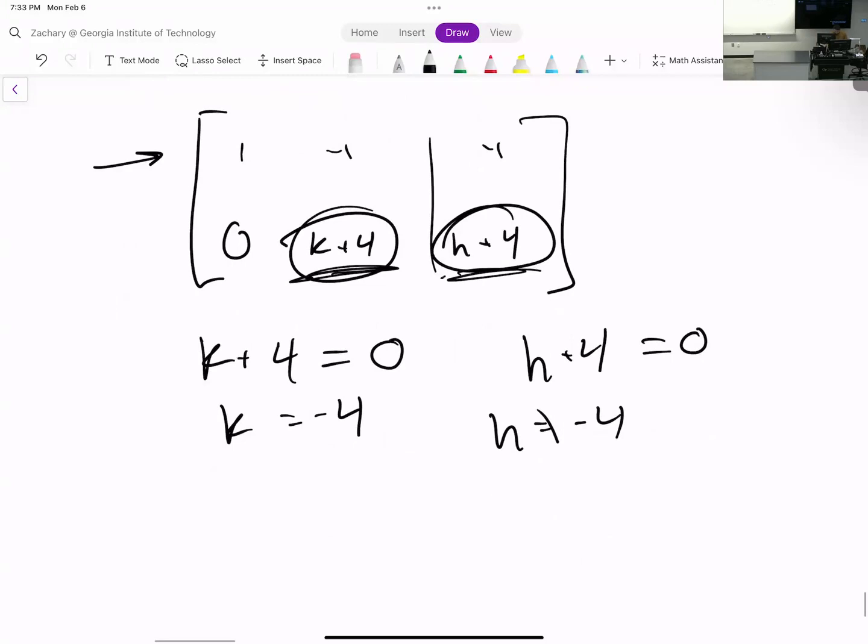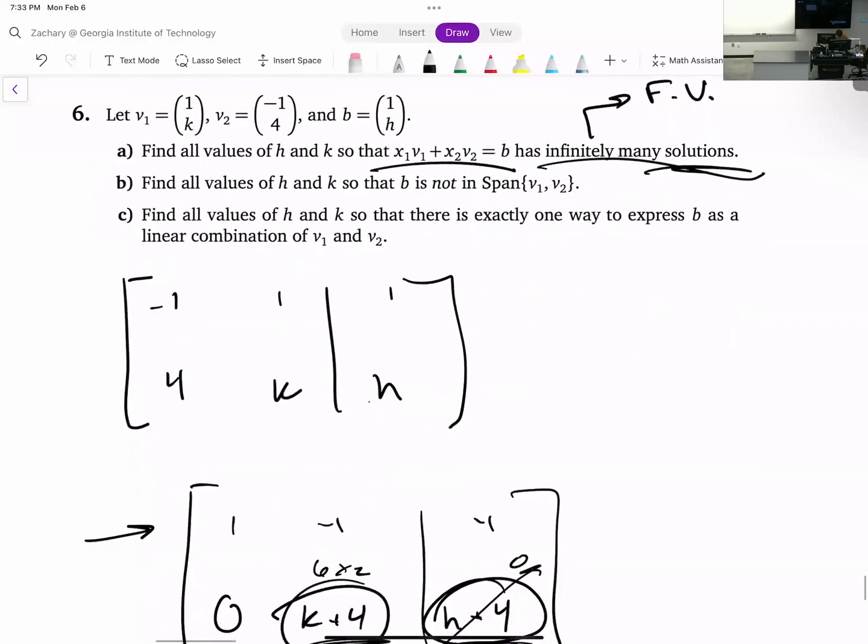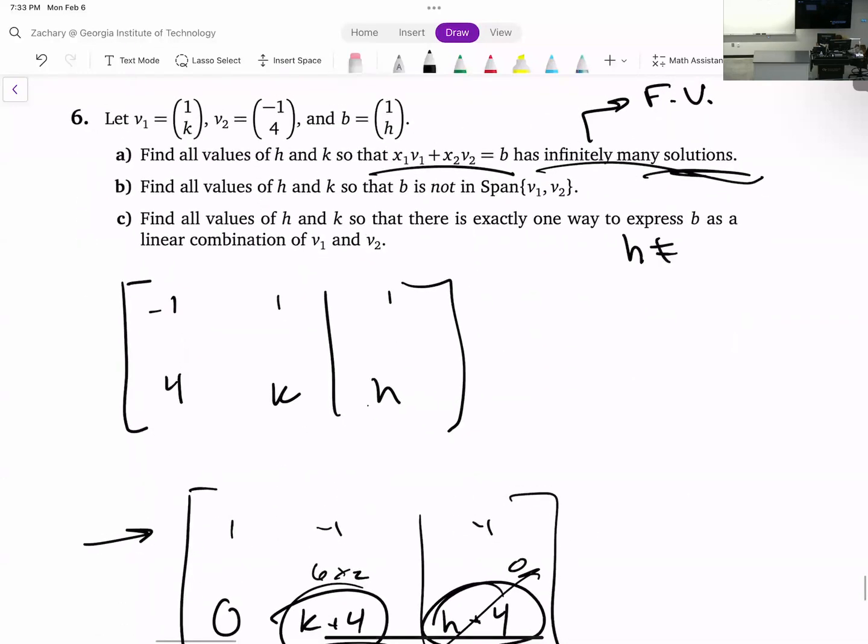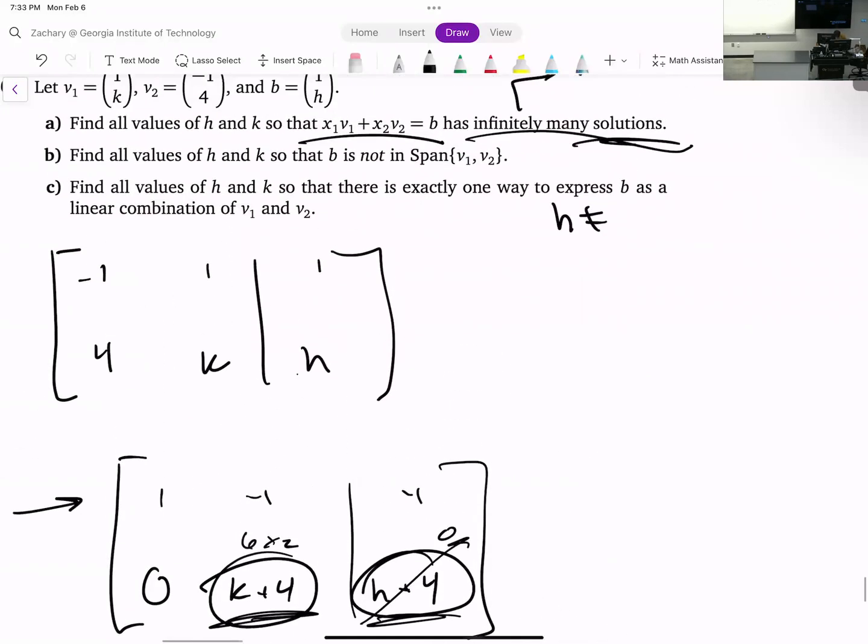Yeah, so if this is 0, then we just have some number, let's call it like 6x2 equals 0. x2 is still defined, right? It's just defined as 0, okay? So that's why for part C, the only part that matters is h can't be, was that -4? Or k, sorry, k can't be -4.